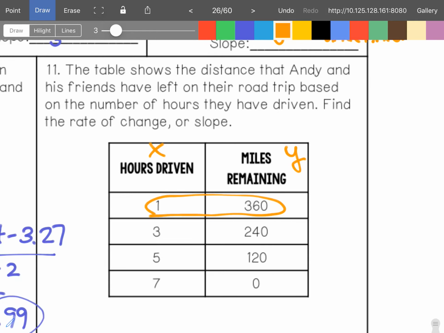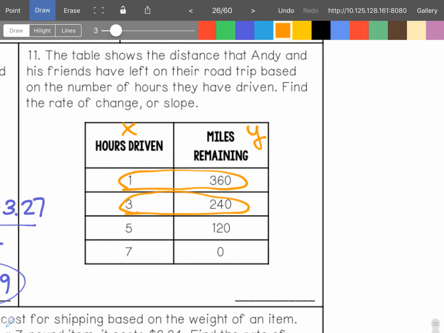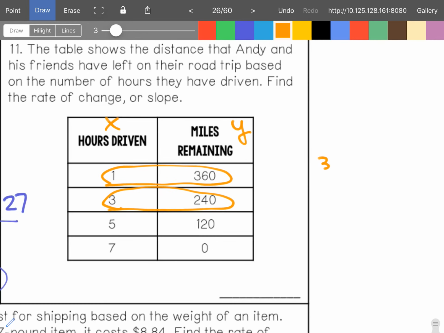I'm just going to pick these 2. If you want to pick 2 different ones and then see if you get the same answer as me, you should do that, because that just proves that it doesn't really matter which 2 you pick. All right, I'm going to do 360 minus 240. That means then I have to go back and do 1 minus 3 for the run. Well, 360 minus 240 is going to be 120, and 1 minus 3 is a negative 2.